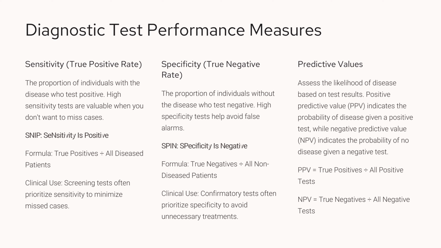And then finally, we have positive predictive value. Really, that's looking at the likelihood of disease based on test results. It indicates the probability of a disease given a positive test, while a negative predictive value indicates the probability of no disease given a negative test. So it incorporates sensitivity and specificity, whether you're looking at positive predictive value or negative predictive value. And you can see those calculations there as well: true positives divided by all positives, true negatives divided by all negatives. It just gives you another layer on top of sensitivity and specificity to understand how useful a given test is.